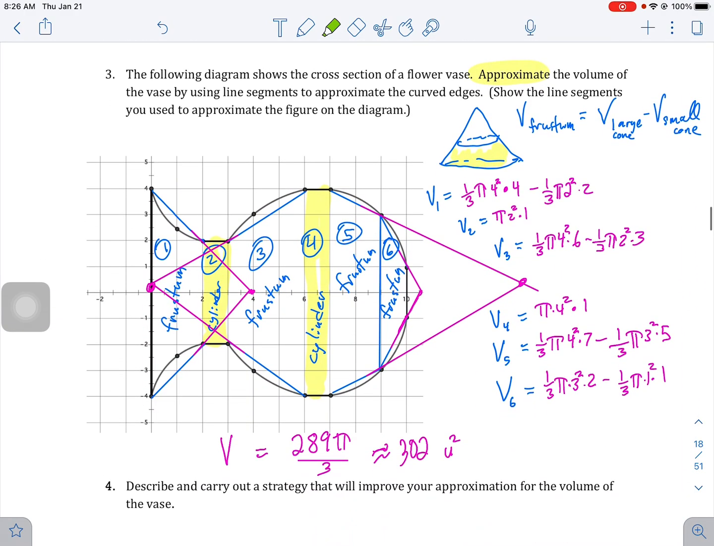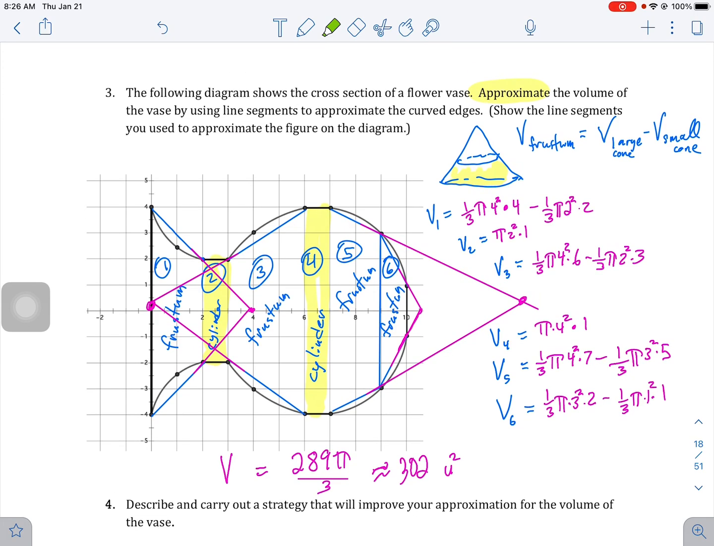I'm going to go to this one, number 3. It's apparently a flower vase, and it says to approximate it, and probably the best way to do this is to break it into sections. Since we're approximating, we're going to go with shapes that we know how to find the volume for, such as cones or cylinders. There could be other ways to do this using calculus, but we're not going to do that. So let's look at the sections I had.